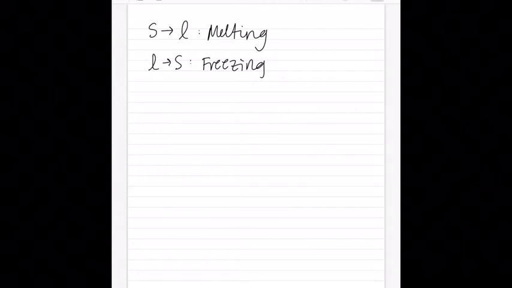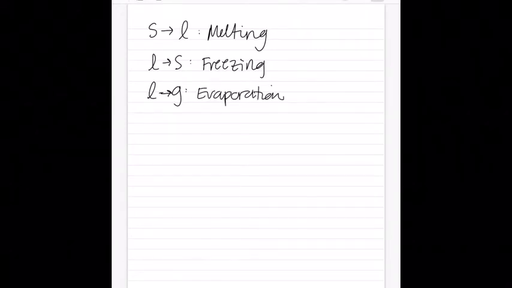All right, what happens if you go from a liquid to a gas, though? That's called evaporation. And then let's go the other way, gas to liquid. It's called condensation.